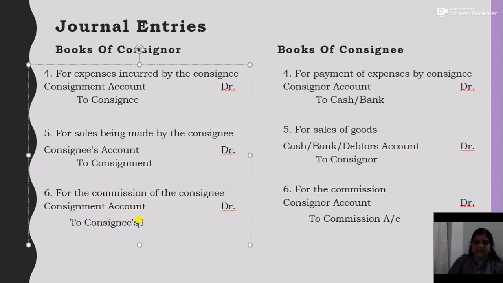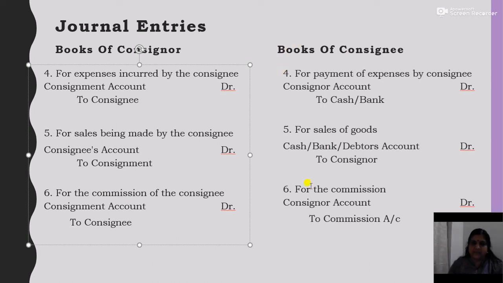Now for the commission of the consignee, the journal is consignment account debtor to consignee. Okay. The very same journal entry as for expenses. Here for expense met by the consignee also, consignment account debtor to consignee, because this is the amount due to the consignee. Okay. So just like that for commission also, consignment account debtor to consignee.